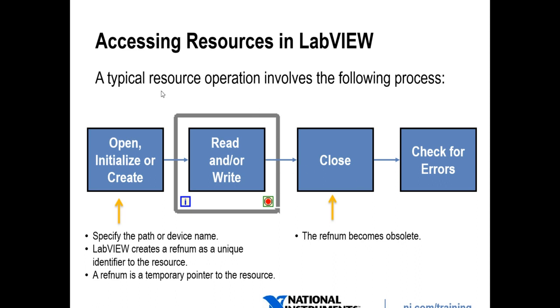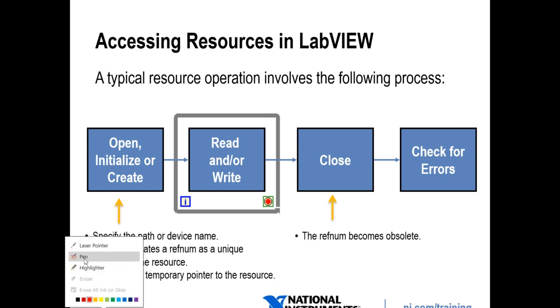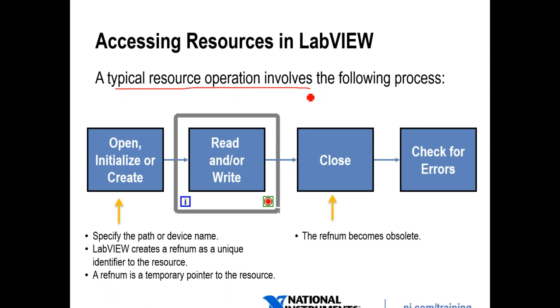How can we access them? To know about access, there is a typical resource operation that you can use. The first one is open, initialize or create. Suppose you have already written a file, so you can open that file. If you want to rewrite, you can initialize. If you want to write a new file, you can create a new file. You can read or write that file. Suppose you have a previously written file, so you can read. And suppose you want to create a new file to store data, so you can write the file. Clear?